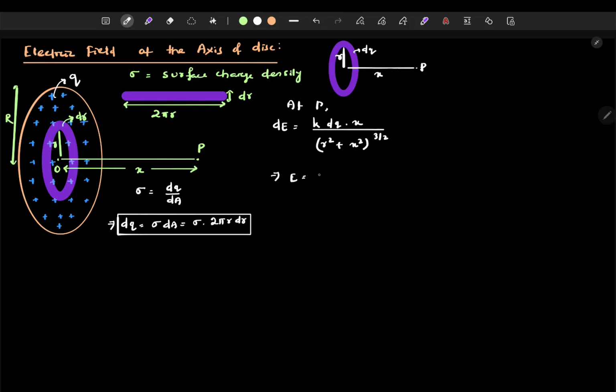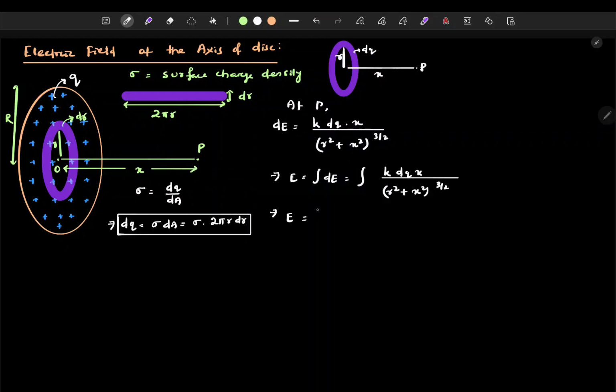So what will be the value of E? E is equal to integration dE, then integration k dq x divided by (small r square plus x square) power 3/2. And who can say what is the limit point? Yes, again you put the value of dq actually. What is the value of dq?